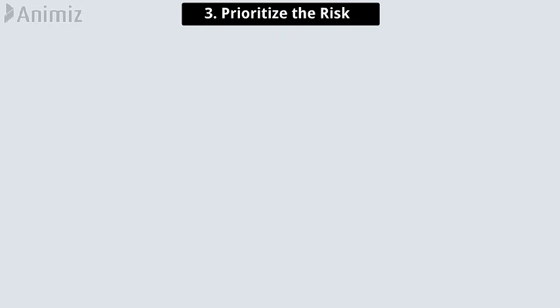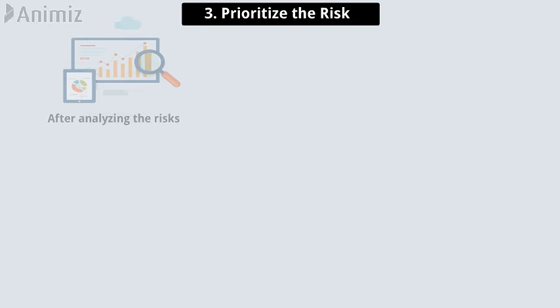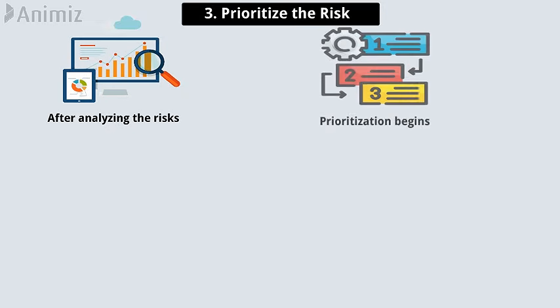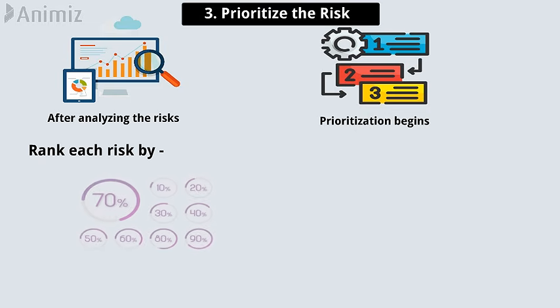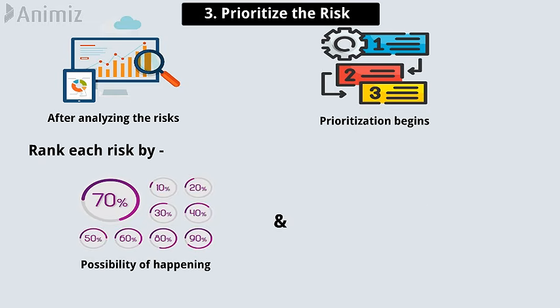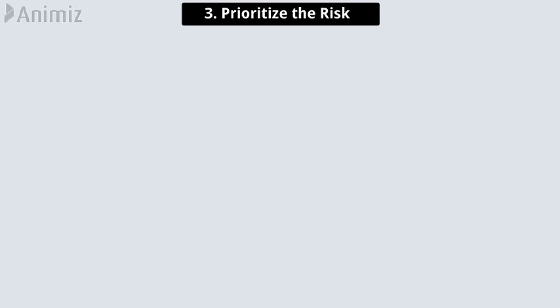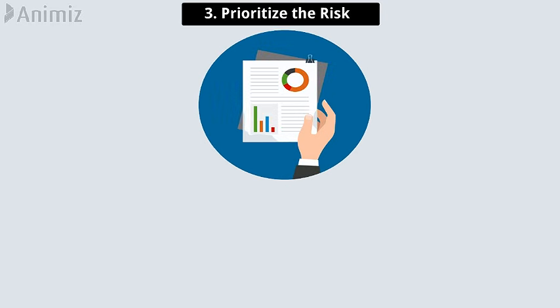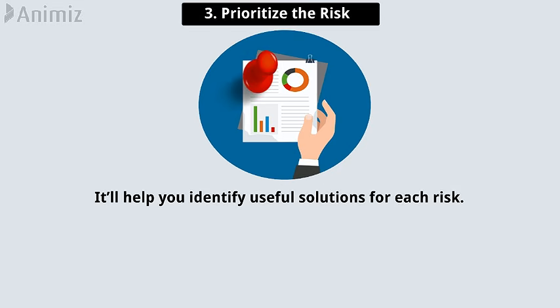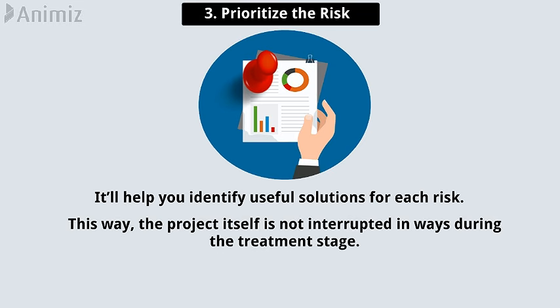3. Prioritize the risk. After analyzing the risks, prioritization begins. Rank each risk by factoring in both its possibility of happening, and its potential impact on the project. This step gives you a comprehensive view of the project at hand, and pinpoints where the team's focus should lie. It'll help you identify useful solutions for each risk. This way, the project itself is not interrupted during the treatment stage.